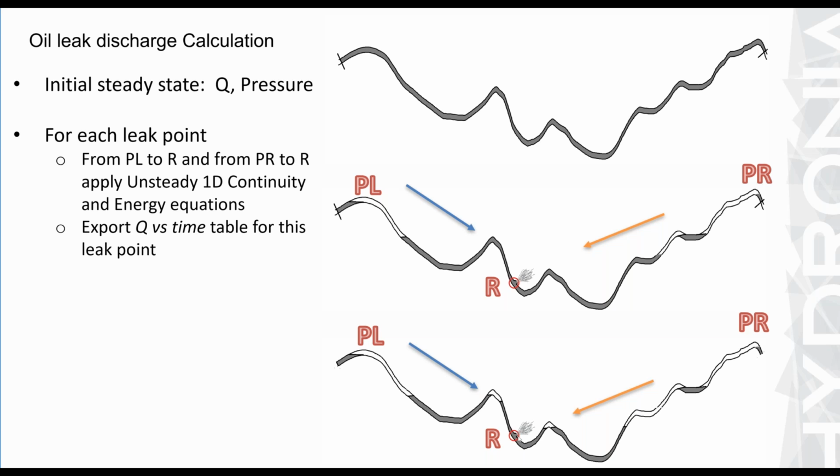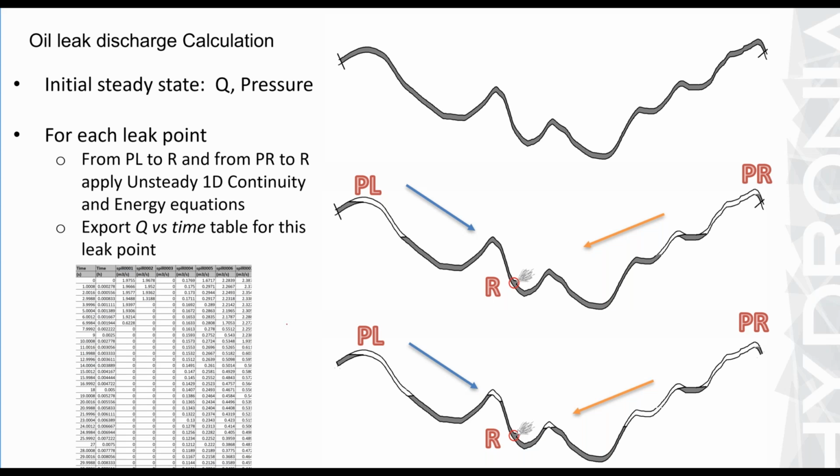Now, at the end, you get a table for each spill point, that is the time versus discharge. As you see here, this is a table that is one of the outputs. For each spill point, you get the discharge and for each time. So this is an automatic process that computes that. And again, if you had valves here, it will consider the valves and the valve closing time.